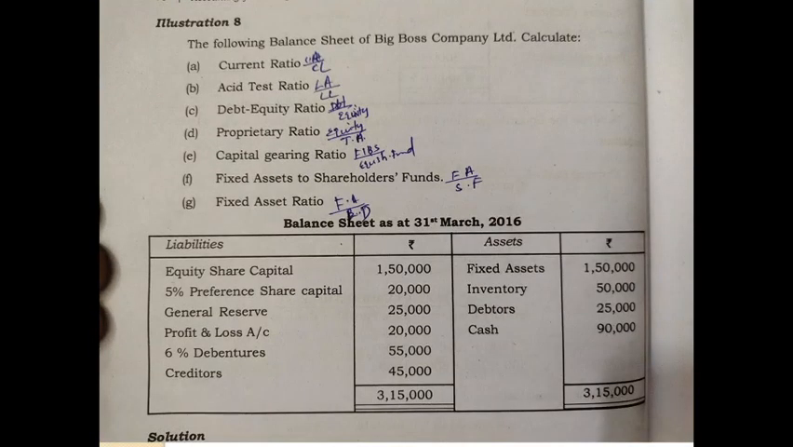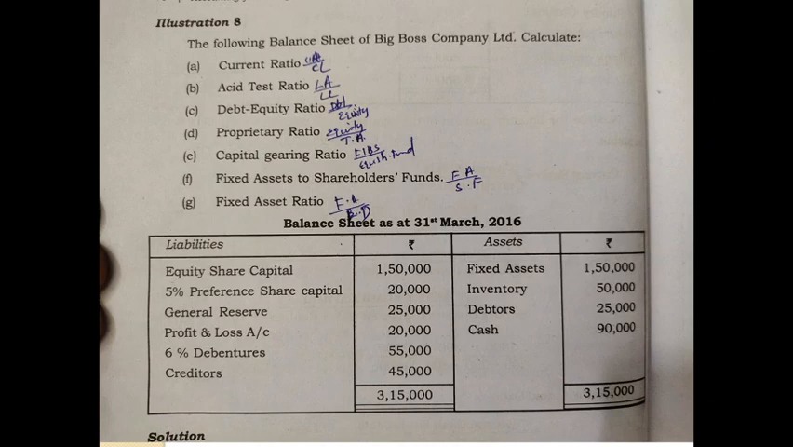Here a question is given. A balance sheet for a certain financial year is given and you are asked to find various ratios, namely current ratio, asset test ratio, debt equity ratio, proprietary ratio, capital gearing ratio, fixed assets to shareholders funds, and finally fixed asset ratio. Sometimes the same question can be asked as calculate liquidity ratios as well as solvency ratios.